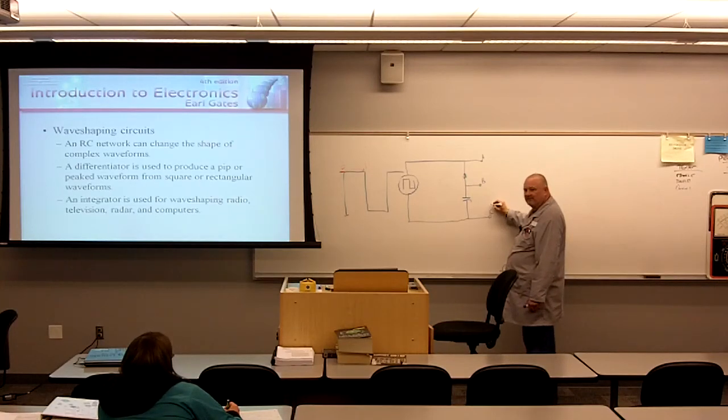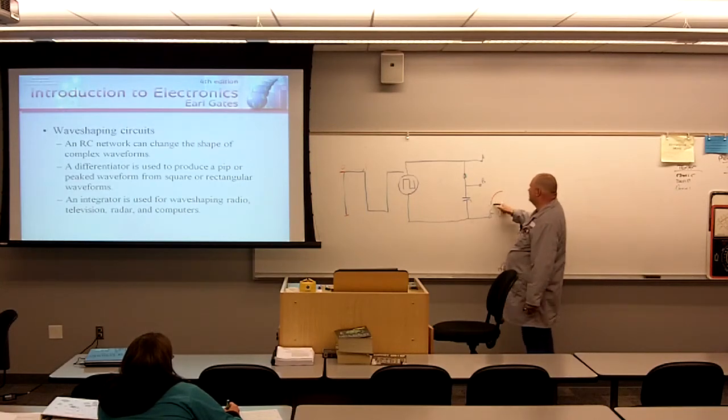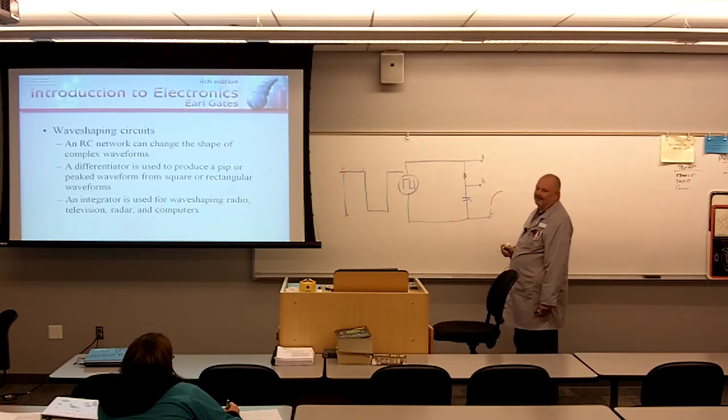It would look like a capacitive time constant, would it not? So it would look like that. Do you agree? If the voltage across the capacitor looks like this, what's the voltage across the resistor going to look like?